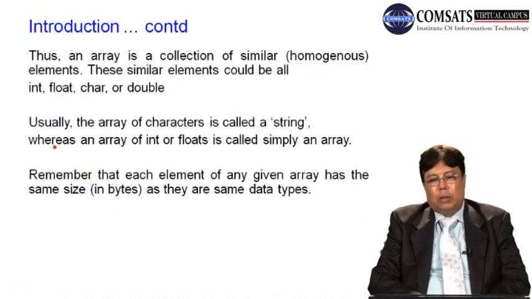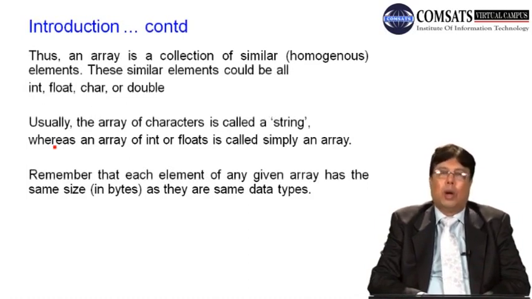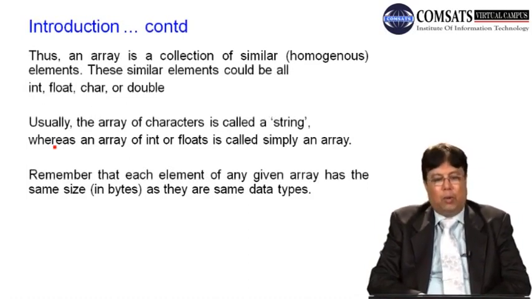So an array is a collection of similar, means homogeneous elements. These elements could be all either integer, float, character or double. ये जो 4 वैलिड डेटा टाइप्स हैं इनमें से कोई एक वैलिड डेटा टाइप होगा, इसका मिक्स एंड मैच नहीं होगा.